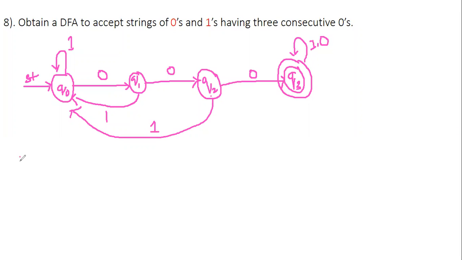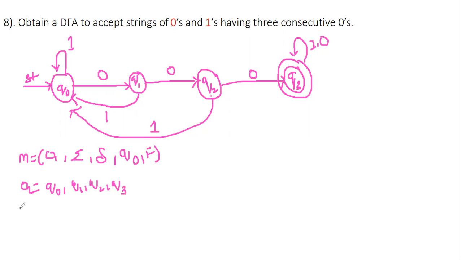Now M will be equal to, as usual, Q comma sigma comma delta comma q naught comma F, right? So Q will be equal to q naught comma q1 comma q2 and later q3, right? Then sigma will be equal to, be careful, 0 comma 1 it is. Then delta function you write by your own.